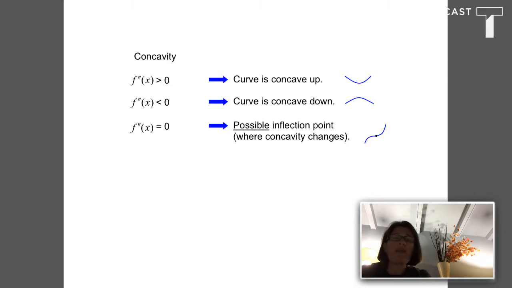A curve is concave up anywhere the second derivative is positive. A curve is concave down anywhere the second derivative is negative. An inflection point is a place on the curve where the concavity changes, and we can find one of those anytime the second derivative changes sign. So just because the second derivative equals 0 doesn't promise that I'm going to have a point of inflection. My second derivative needs to change sign. We'll see an example in the next video.